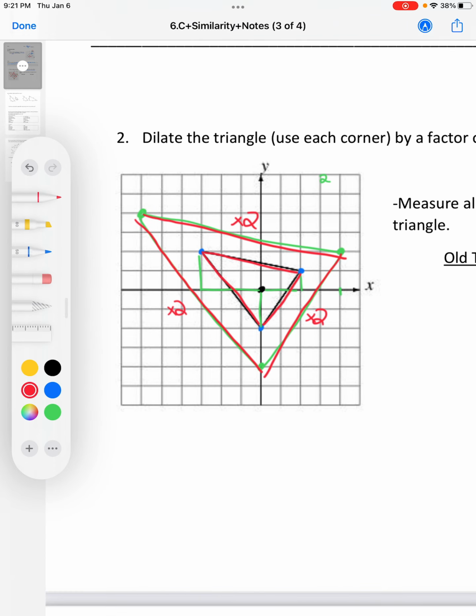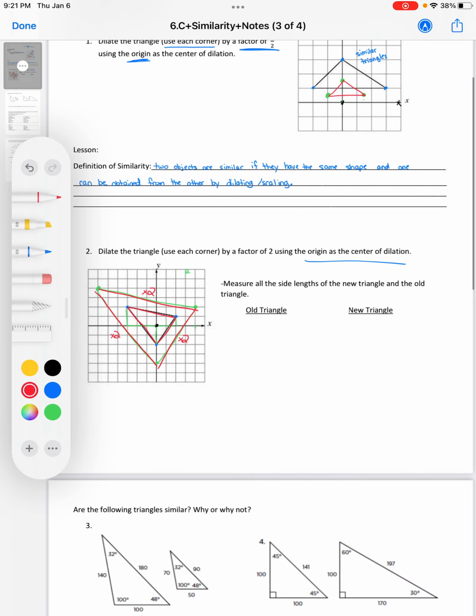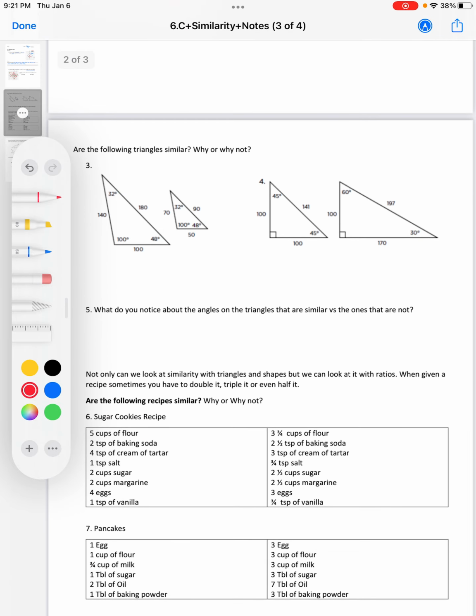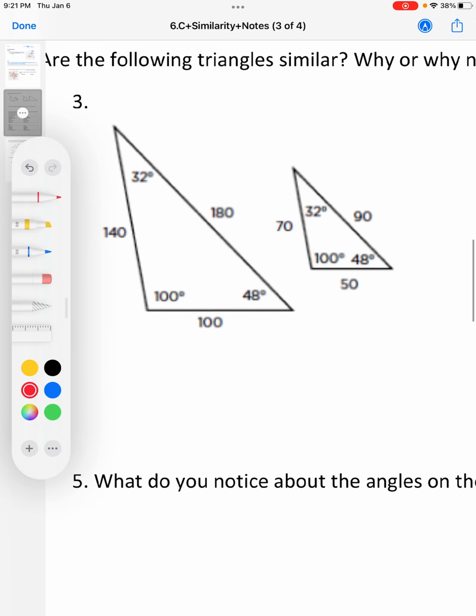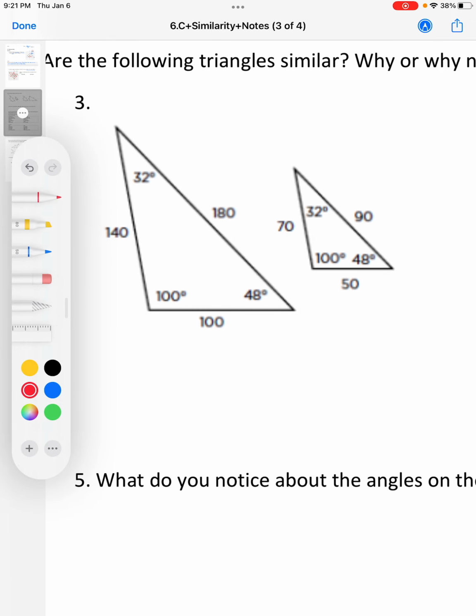So are these triangles similar? Yes, they're similar. Okay, so let's kind of practice looking to see if these triangles are similar or not. Let's look here. So I have a side length of 180, a side length of 100, and a side length of 140.